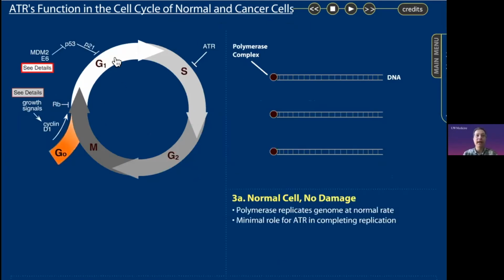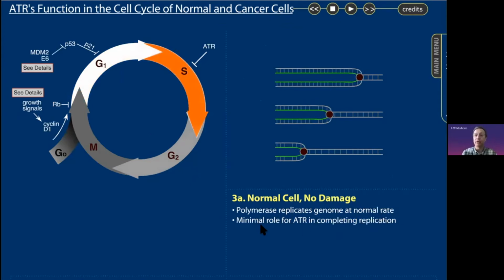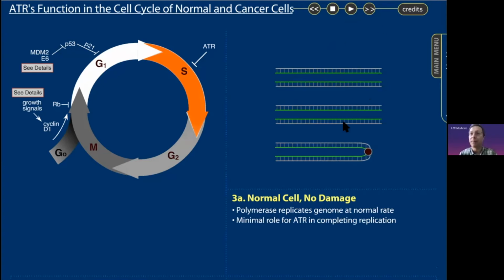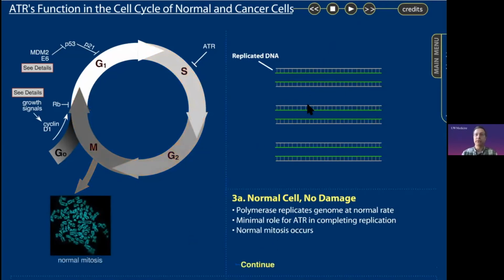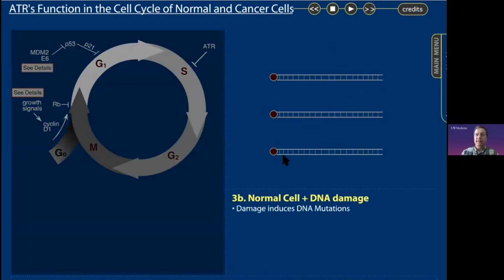We showed you before the biology of the cell cycle and now how ATR works in the individual zones of chromosomes. And in a normal cell, first, with no damage, the polymerase replicates the genome at a normal rate, and there's really minimal role for ATR. There's not a lot of problems as you're completing replication, and each one of these is zipping through here. The green strands are the new copies of the DNA, and you go through the cell cycle and you have a normal appearing mitosis.